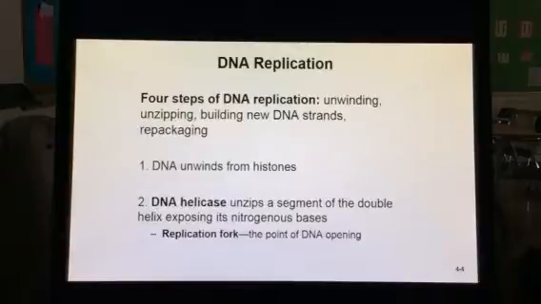DNA replication has 4 steps. I'll be honest, a lot of times I jumble together the first 2 as one step, but okay. You can break it apart into 4 if we're really picky, which of course we are.